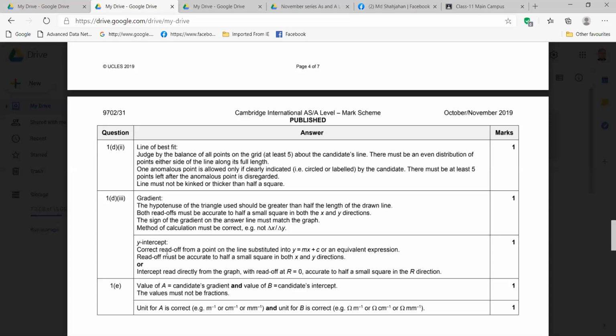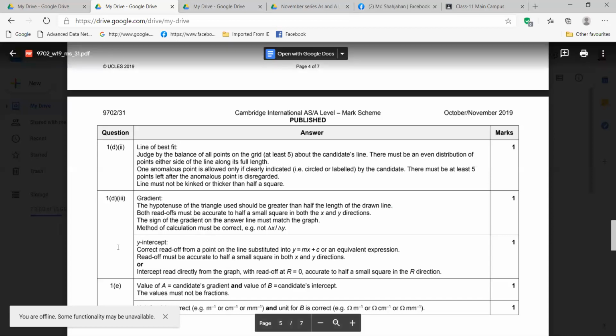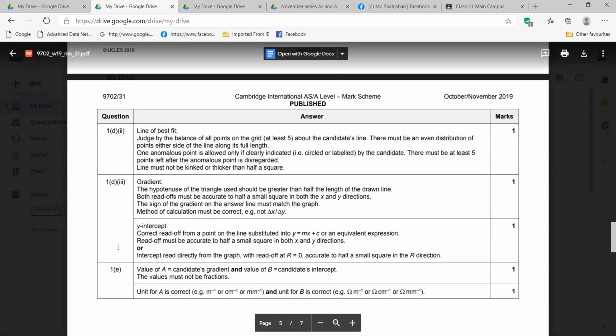Then continue. Who was reading? Continue, please. Hello, continue. Amena, yes, sir, continue. Y intercept.